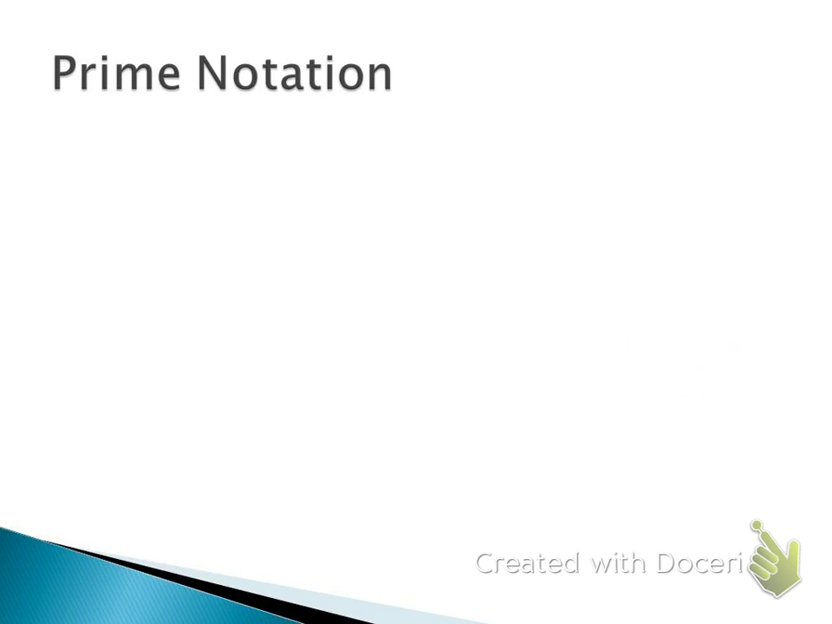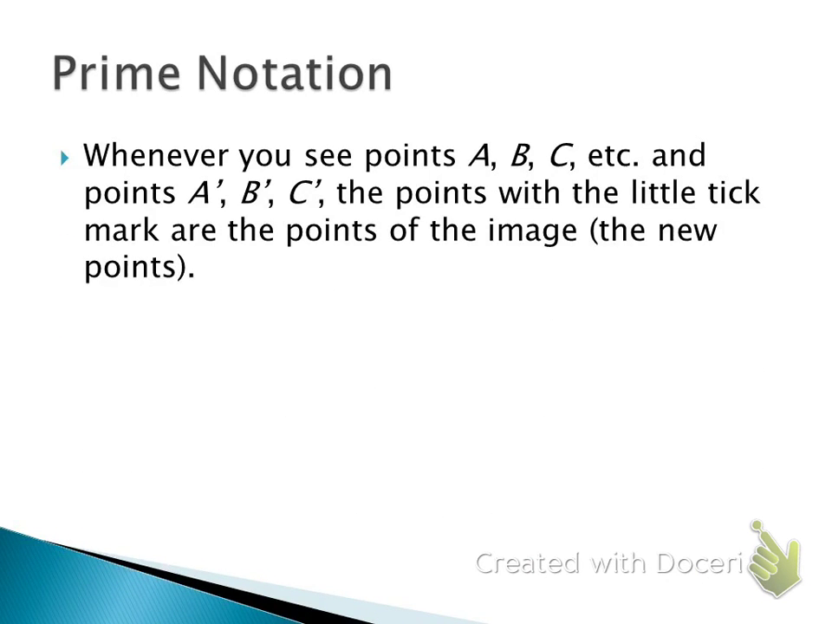Okay. Then we've got some notation to talk about. Whenever you see points A, B, C, etc., and points A prime, B prime, C prime, looks like they have a little apostrophe on them. The points with the little tick mark are the points of the image, or the new points. As you've already heard me saying, we read this as A prime.